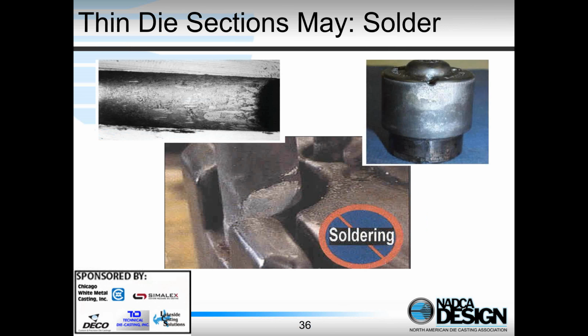And again, if we get thin sections of the die, that might be areas where we can get soldering, and that's kind of what we're showing here. Soldering is when the casting is sticking to the die. You can see it here on the casting. You see it here on the die and here on the die. It happens because the die gets too hot. And so again, if we have thin sections in the die, then we can't transfer the heat away. They tend to get much hotter, and those areas are going to be prone to this kind of soldering. And then we're going to get a scab kind of defect on the casting.